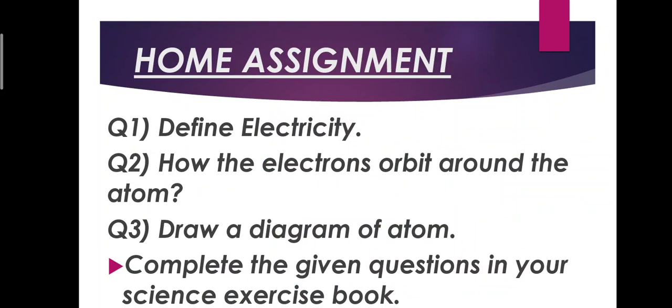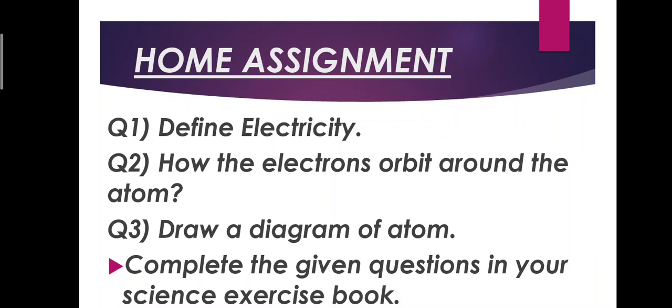Now, what is your home assignment level 4? Firstly, you have to draw 2 title pages as I have told you earlier. Then you have to write down the questions with blue color. The first question is define electricity. Only you have to write down 2 to 3 lines definition of electricity. The electricity definition is also present on your slide and in your book also on page number 66.